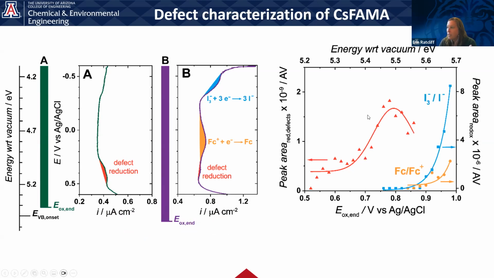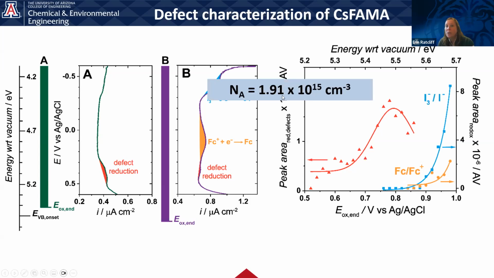And so if we put this all together, now with respect to ferrocene, we know where the triiodide species is, as well as our defects, and we're at a resolution on the order of about 2 times 10 to the 15. So 100 times lower than what we were on MAPI with a cyclic voltammogram. Okay. So that's what we can do.